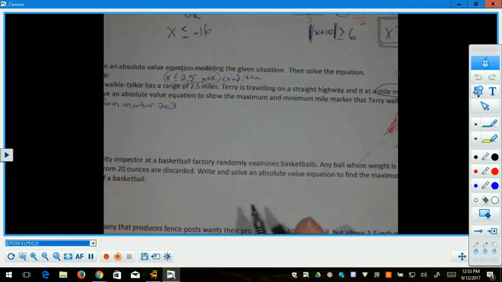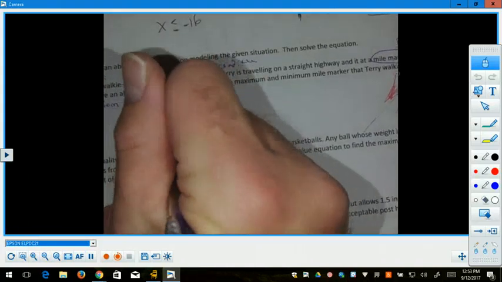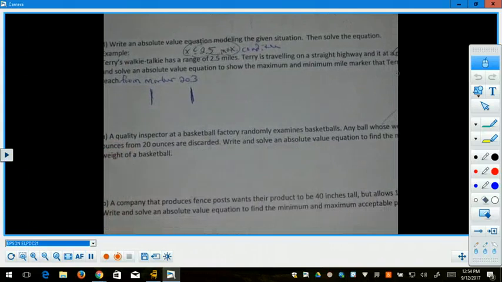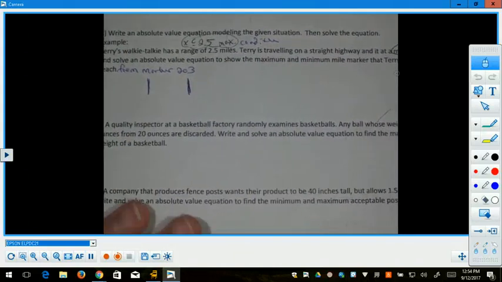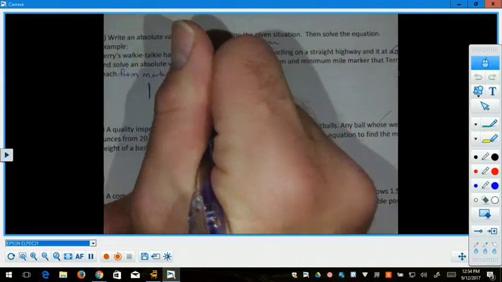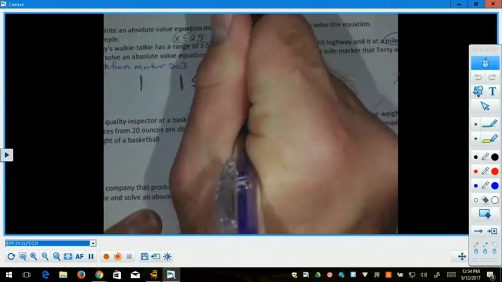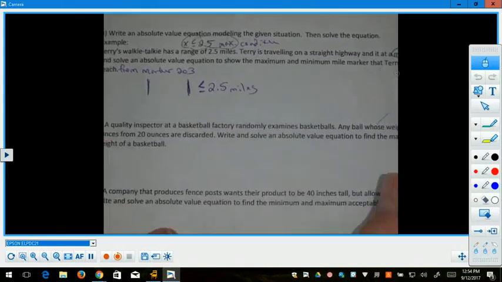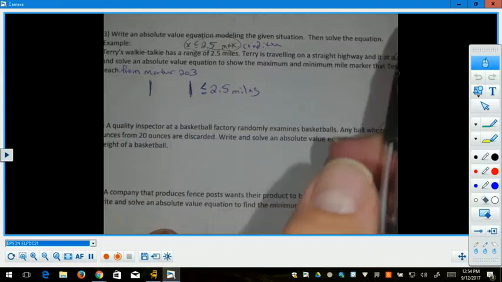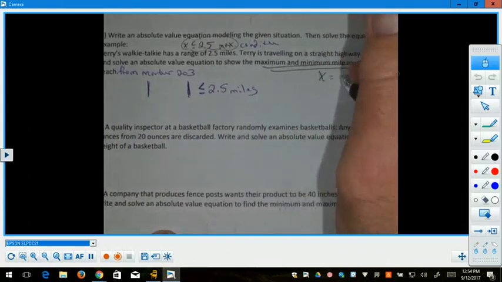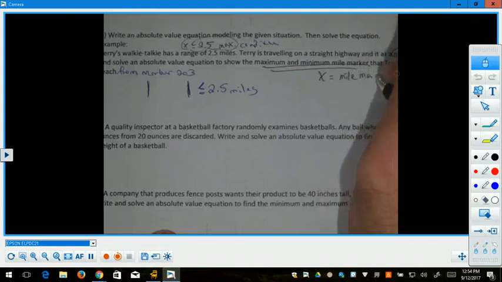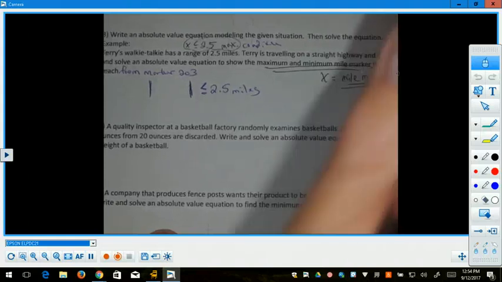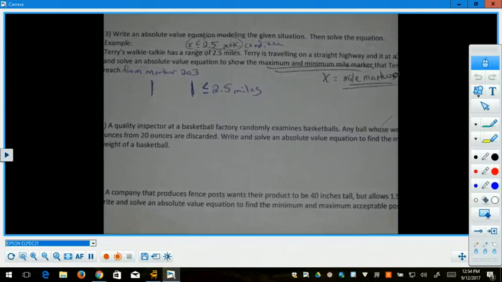So when I go to write my inequality, I have the absolute value because he could be going in a positive direction or a negative direction. We don't know with respect to mile marker 203. For the walkie-talkie to work, this has to be less than or equal to 2.5 miles, just like we thought in the initial sentence. It says, write and solve an absolute value equation to show the maximum and minimum mile marker. So x is the mile marker, the range of mile markers. We know he could be at 202, we know he could be at 204, and that's okay.